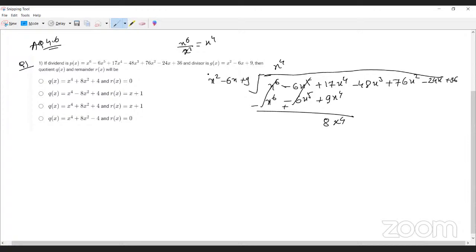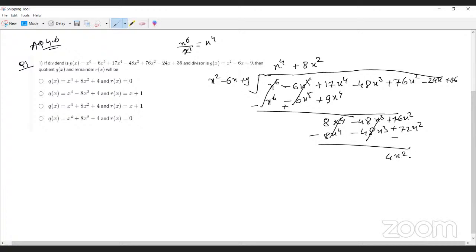Again take this term and divide with the first term, we'll get plus 8x square. Simply multiply it. It is 48x cube plus 72x square. So here we'll get 8x to the power 4 minus 48x cube plus 72x square. If I subtract it, the terms will get cancelled, and it will be 4x square. Now 4x square minus 24x plus 36 is remaining.